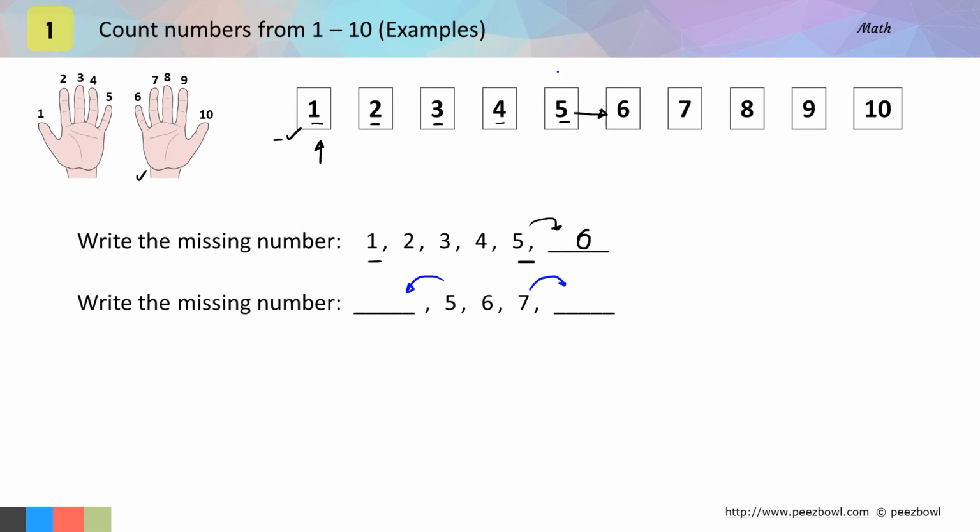Number 5 is given in the example, and we need to identify the number before 5, that is 4. And after 5 we have 6 and 7. Now see which number is after 7. So after 5 we have 6, we have 7, and we need to identify the number which comes after 7, which is 8. So in the blank space before 5 we have 4 and after 7 we have 8.